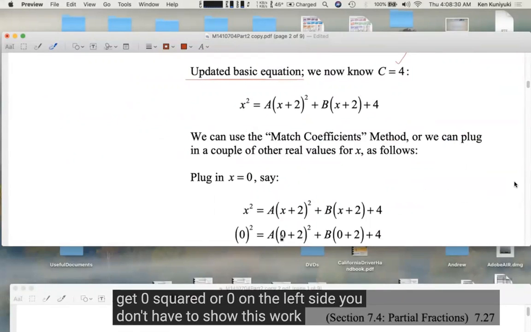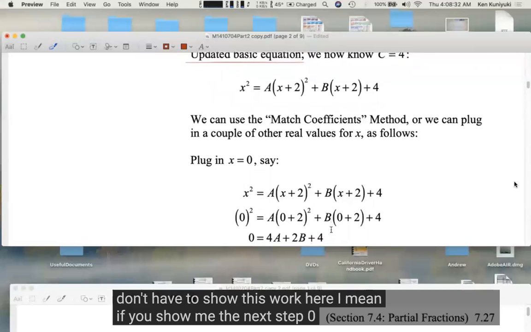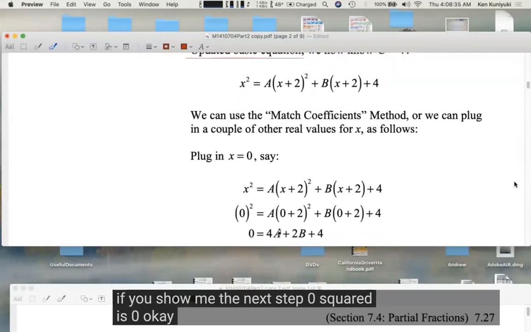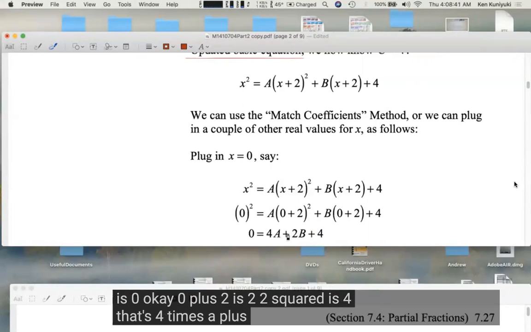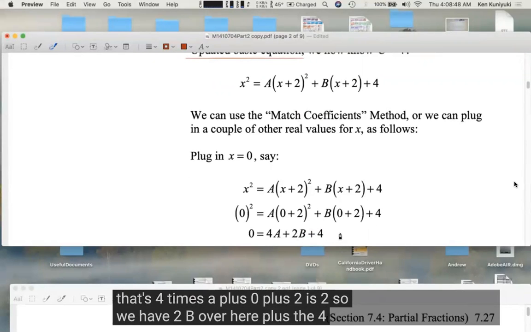You don't have to show this work here. I mean, if you show me the next step, 0 squared is 0, okay? 0 plus 2 is 2. 2 squared is 4. That's 4 times A, plus 0 plus 2 is 2. So we have 2B over here, plus the 4.